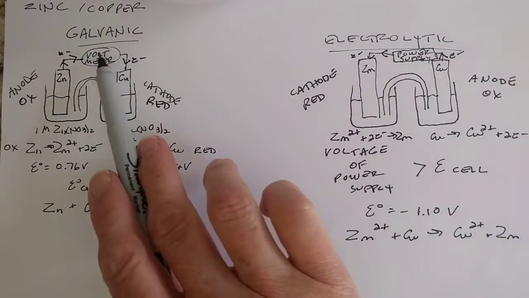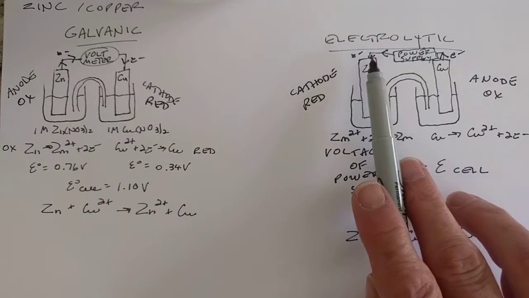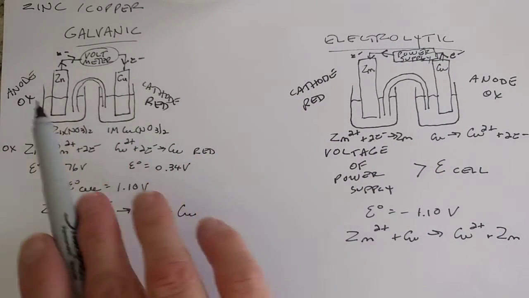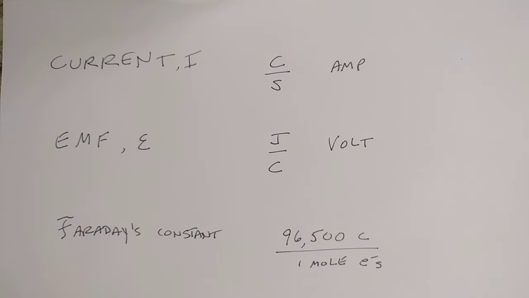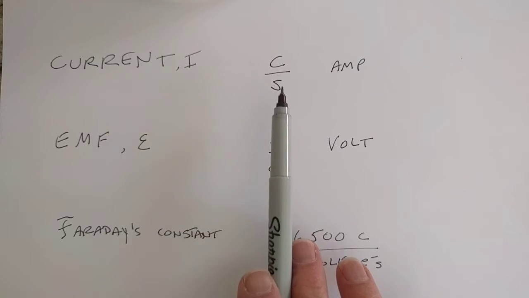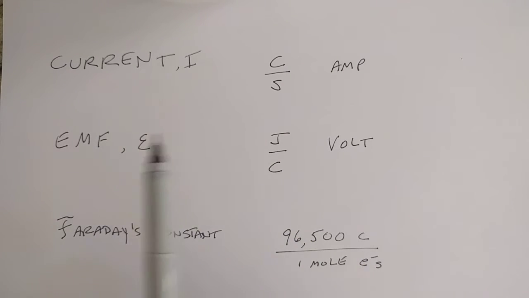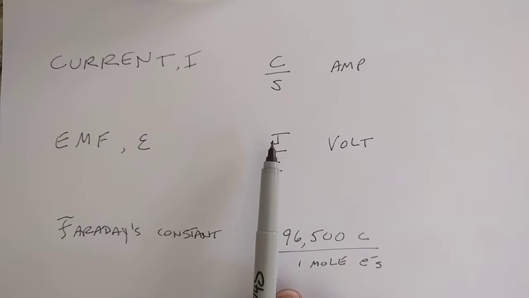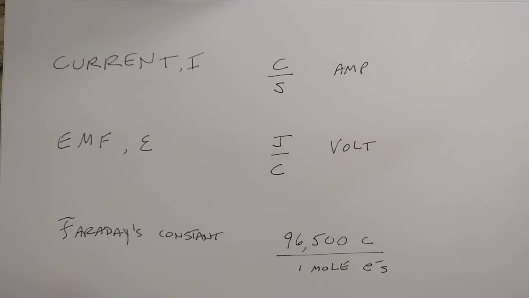So again, you always want to look at what's up here. Is it a power supply that's forcing current to flow, or is it a voltmeter that's just measuring the voltage? Okay, to do the problems that we're going to do, you want current, always write it as coulombs per second. That's going to help with our dimensional analysis. For EMF, it's in volts. Write that as joules per coulomb, the energy per charge. And then don't forget we have Faraday's constant, which gives us the charge for 1 mole of electrons. So keep these three in mind for when we do problems.